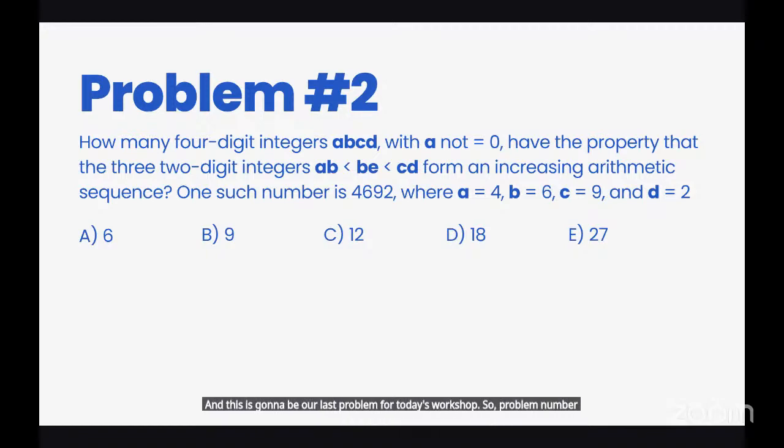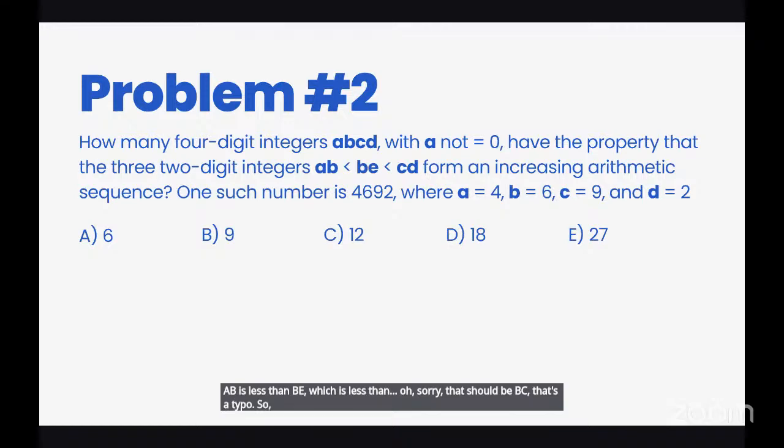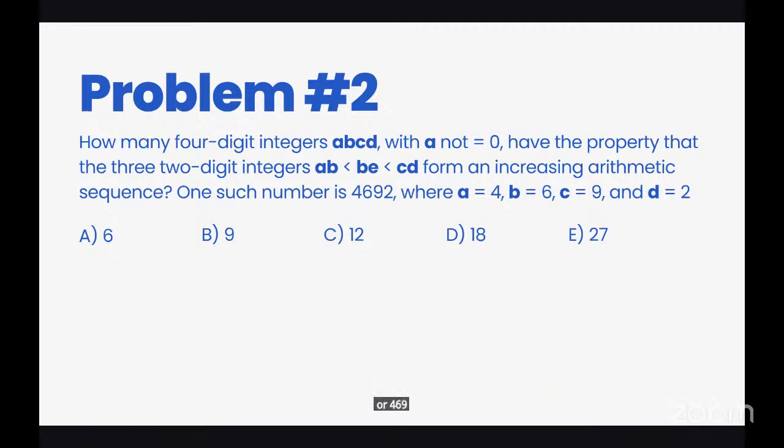So problem number 2. How many 4-digit integers ABCD with A not equaling 0 have the property that the three 2-digit integers AB, which is less than BC, which is less than CD, form an increasing arithmetic sequence? BC, that's a typo. So one such number could be 4,692, where A is 4, B is 6, C is 9, and D is 2. So I'm going to give you guys around 2-ish minutes here, so you guys can dive into that.